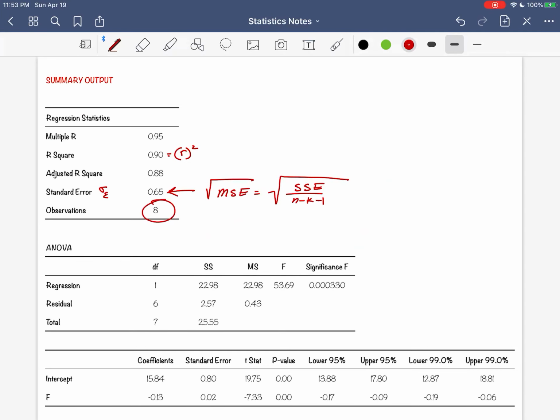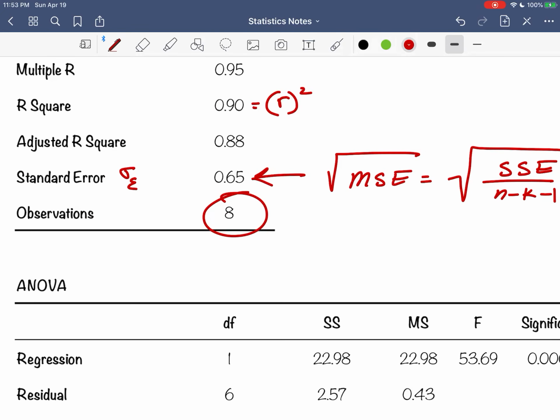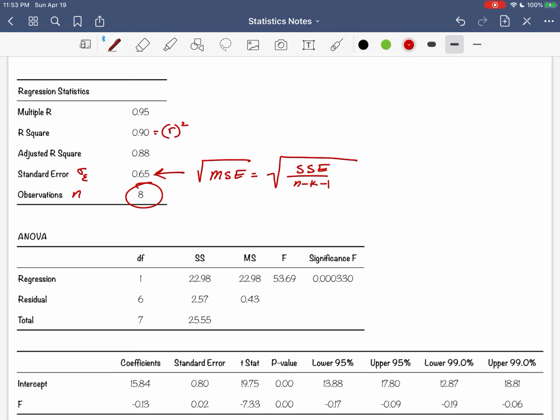You have the number of observations here, and this tells you that it is quite a small sample size. So when you're testing, usually you should use the t-stat. Looking at the ANOVA table, the analysis of variance table, the most important column is right here. This is sum of squares. That's what SS stands for.